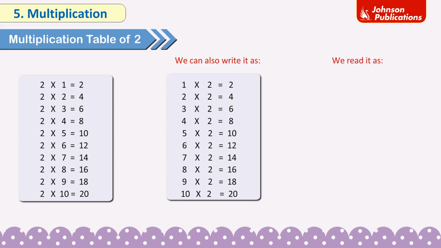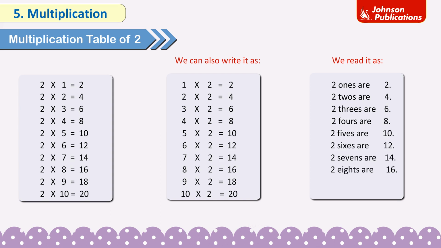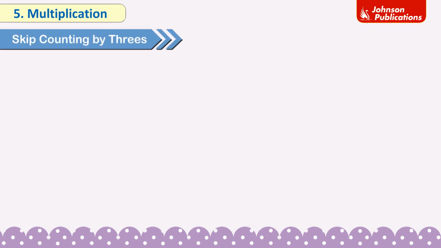We read it as 2 ones are 2. 2 twos are 4. 2 threes are 6. 2 fours are 8. 2 fives are 10. 2 sixes are 12. 2 sevens are 14. 2 eights are 16. 2 nines are 18. 2 tens are 20. Skip counting by 3s.